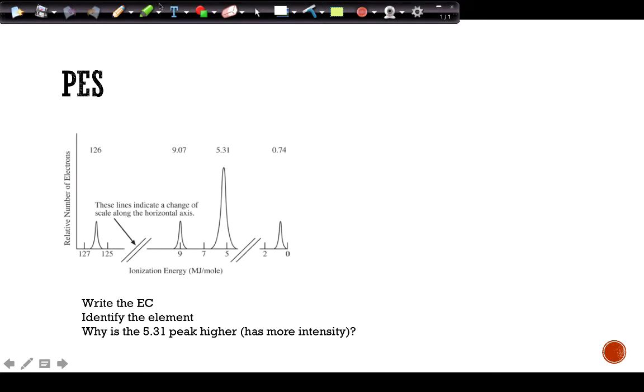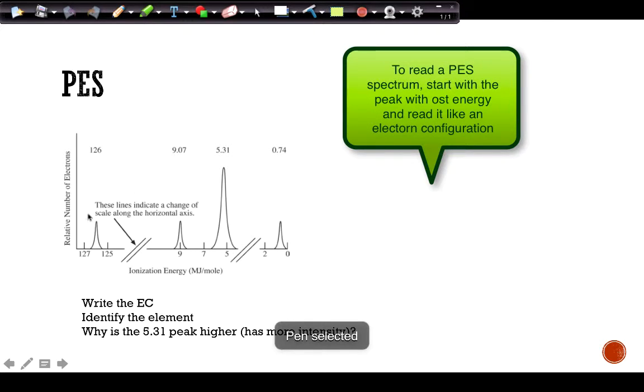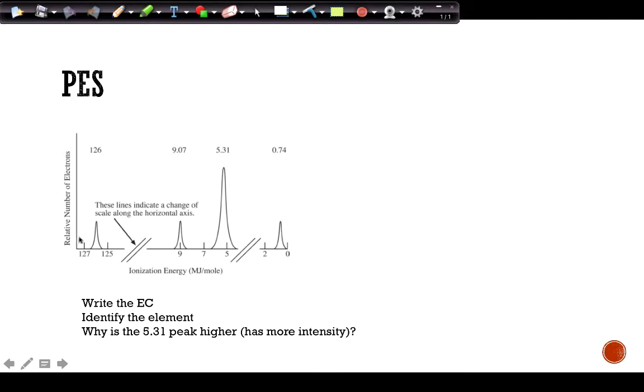Okay, so let's look at a PES. This is what you'll see. More than likely, some of the PES will look a little bit different, but on the y-axis you have the relative number of electrons. So basically, the higher the peak, the more electrons there are at that point. And then on our x-axis we have energy, and you need to really watch the direction of the numbers. So right here, this is a higher energy than over here. So these electrons required less energy to remove them.